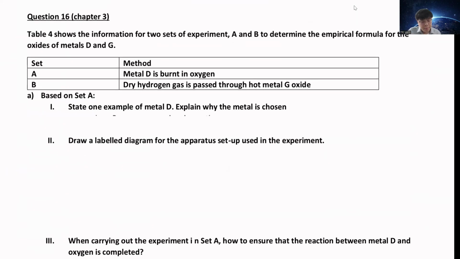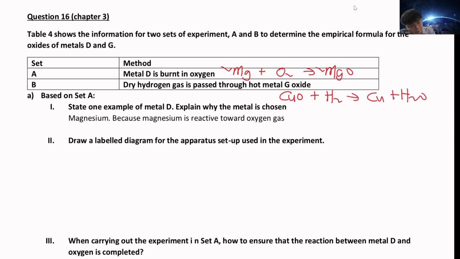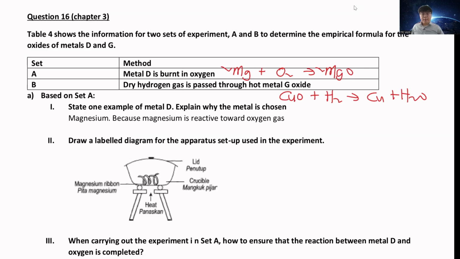Okay, for this metal M burning with oxygen, very obvious, this is Mg plus O2 become MgO. Then hydrogen gas passes through hot G oxide. The G oxide actually is CuO plus H2. Then it becomes Cu plus H2O. Okay. Then after that, what is magnesium? The reason is because it is more reactive than the oxygen. Then they ask you to draw the apparatus setup.